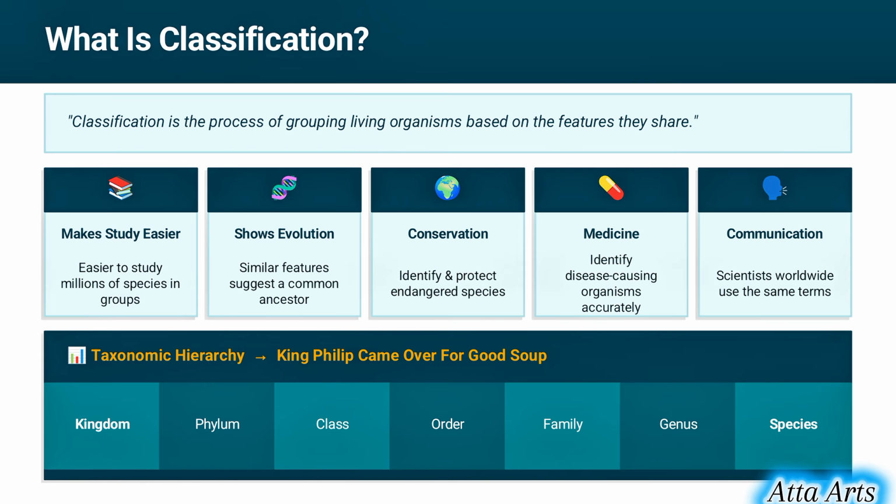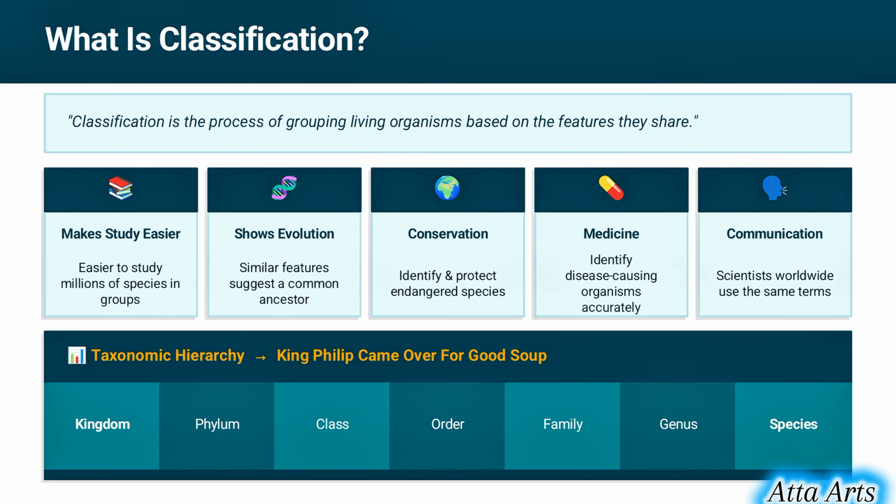First question: why do we even need classification, or what is classification? Think about this. There are over 8 million species living on earth. Without any system to organize them, studying biology would be completely impossible. It would be like a library with no shelves, books just thrown everywhere. So, classification is the process of grouping living organisms based on the features they share.